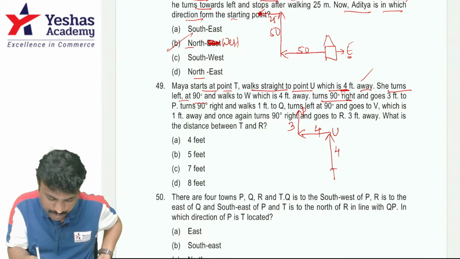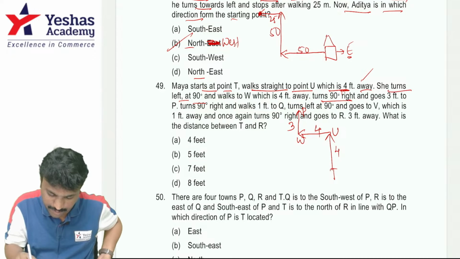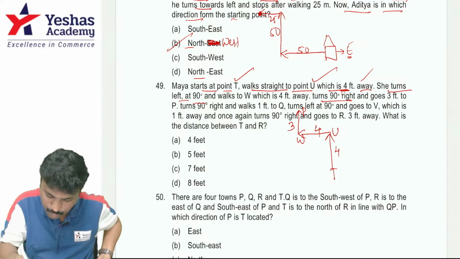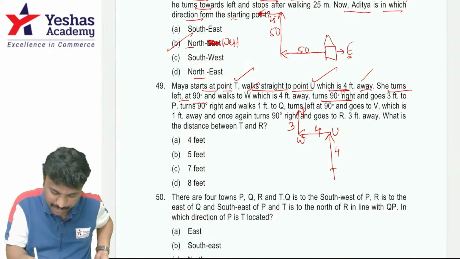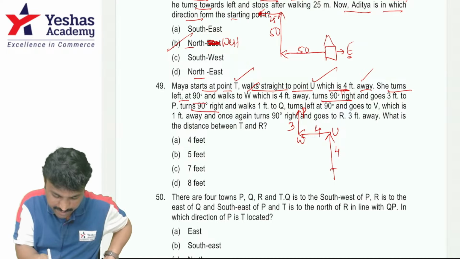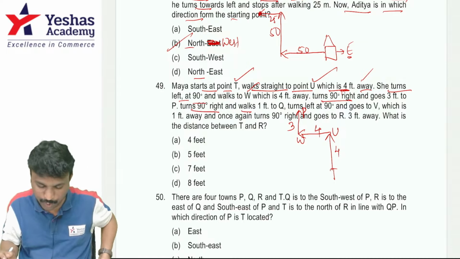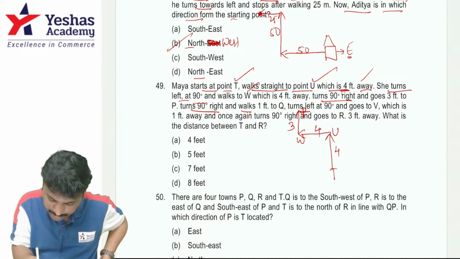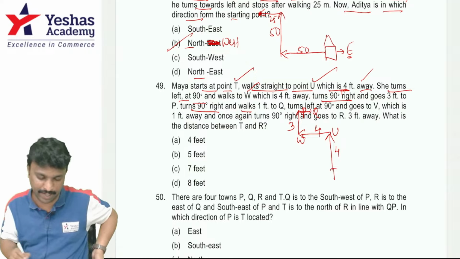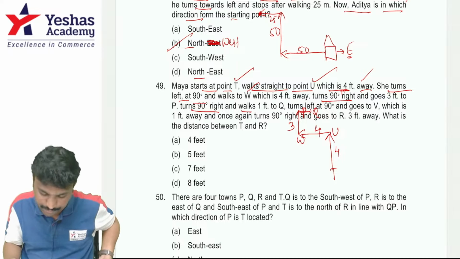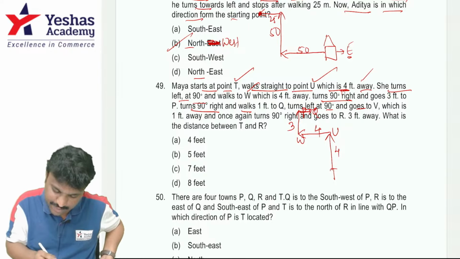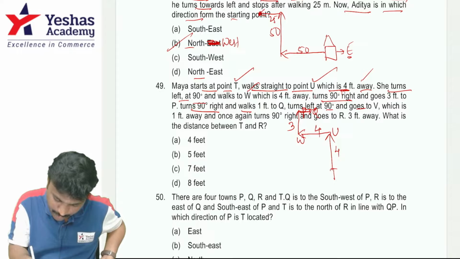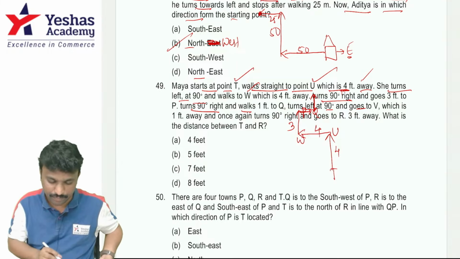So the next one is what? First of all, T, then U, then W, then comes P, right? So this is P. Now, next what? Turns 90 degrees right and walks 1 foot to Q. 90 degrees right is this side only, walks 1 to Q. This is where she is actually. Now, then what she does? Turns left at 90 degrees and goes to V. Going towards east, left is actually what? Upwards. And goes how many feet? 1 foot.